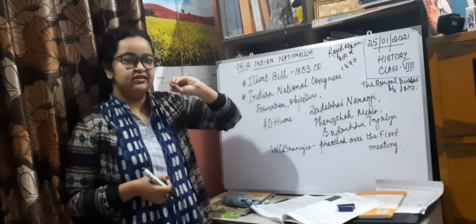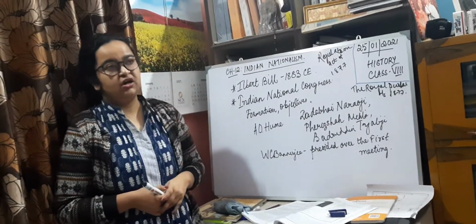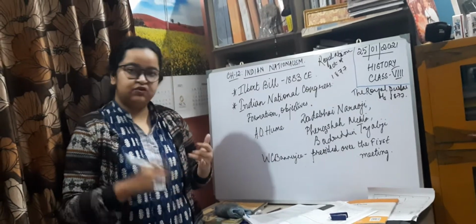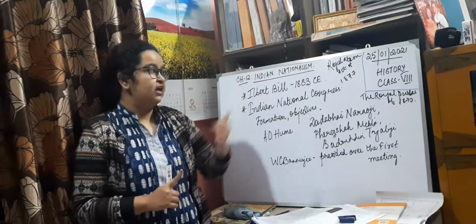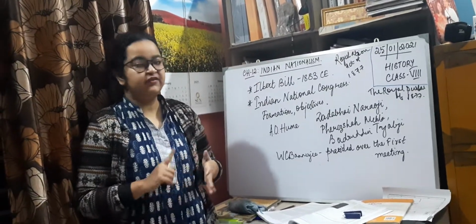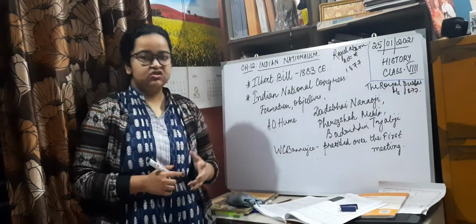So these are the various policies or acts of Lord Lytton which created resentment among the people. First, the Vernacular Press Act, then the Arms Act, then the Regulation Act of 1877, and the Royal Darbar of 1877. So this is about Lord Lytton.